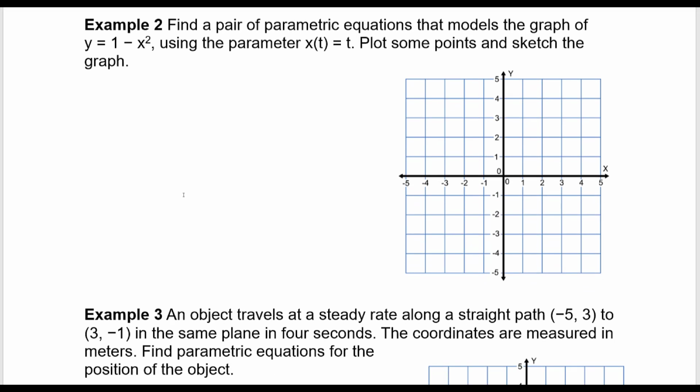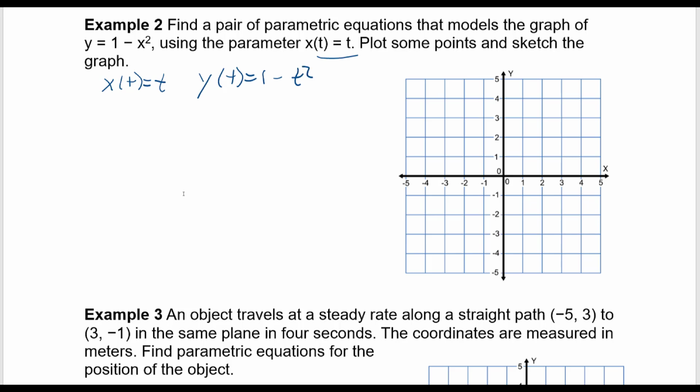Find a pair of parametric equations that models the graph of y equals 1 minus x squared using the parameter x of t is t. So again, I'm not thrilled with that option. I like something a little more creative, but we will have the chance towards the end of this section to do that. So y of t is 1 minus t squared.